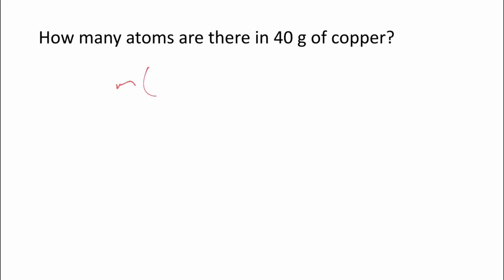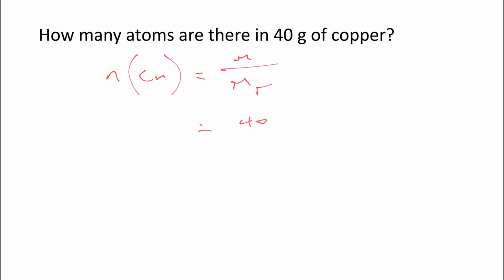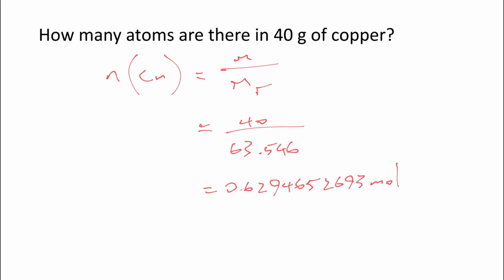The mass, wait, no, not the mass, we're given the mass. We want to find the moles of copper. It's equal to mass over relative mass, which is 40 over what the periodic table tells us the mass of copper is, and that's 63.546. This gives us a number of moles of 0.629465269 mole. Cool, that's the number of moles.